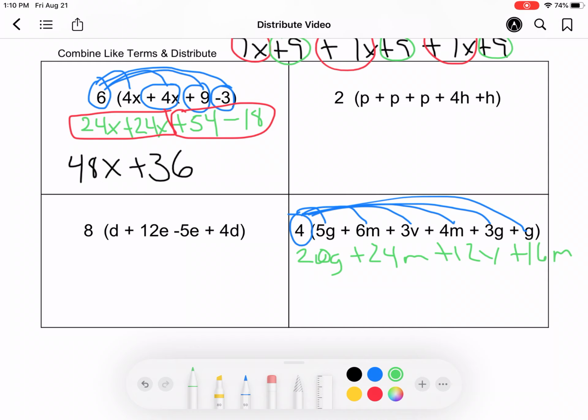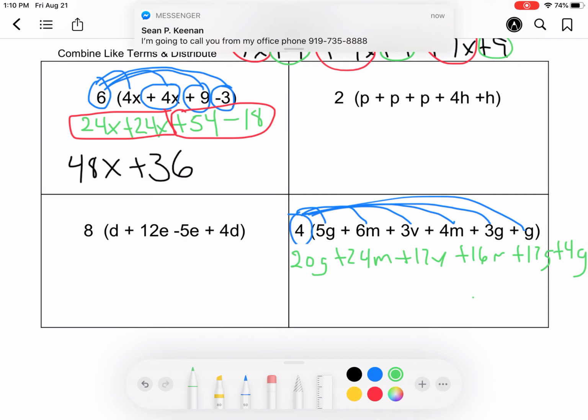Let me try and write this a little bit smaller so everybody can see this again. Sorry. So I have 20g plus 24m plus 12v plus 16m plus 12g plus 4g. Now you say, how is that 4g? Well, remember, what number is right here?